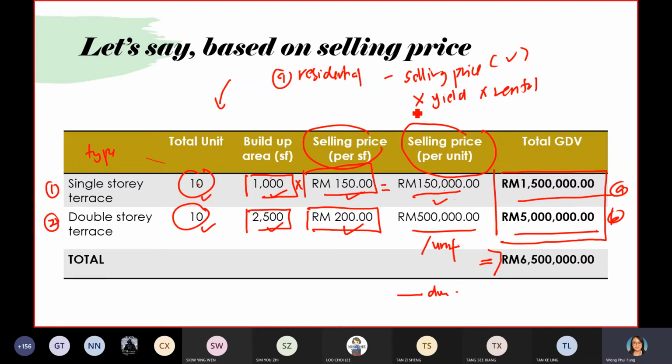You just calculate selling price. No need to include any yield. No need to include any rental. Then you will get your GDV. So that is the residential part.